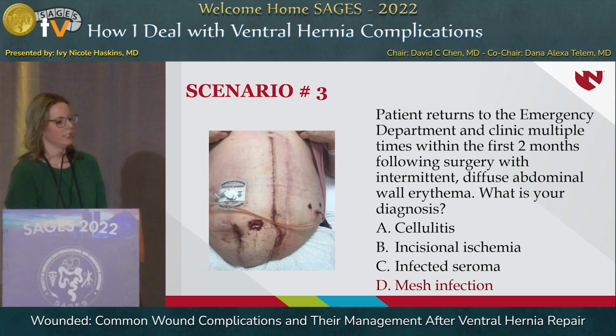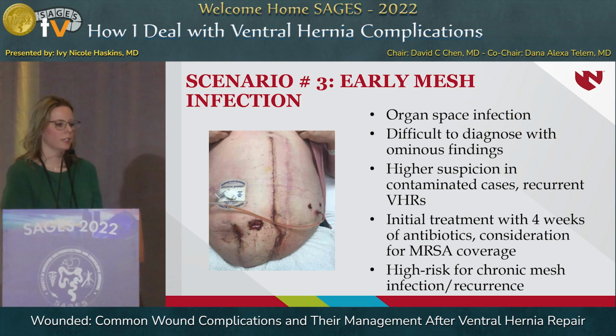The answer is D, a mesh infection. So this patient had an early mesh infection, which again, by definition is an organ space infection because that's where your mesh is located. These mesh infections are typically difficult to diagnose and patients present with ominous findings. You need to have a higher suspicion in contaminated cases as well as recurrent ventral hernias. This patient had both of those risk factors.